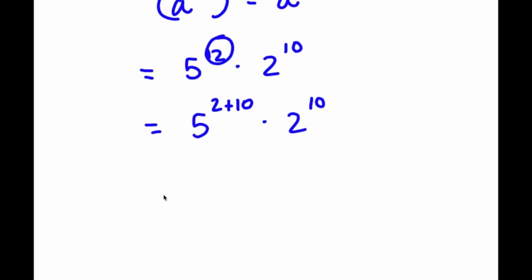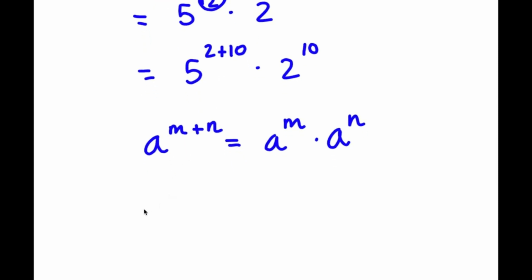Now, if I have something in the form a to the power of m plus n, this is simply equal to a to the power of m times a to the power of n. So 5 to the power of 2 plus 10, I can simply rewrite that as 5 to the power of 2 times 5 to the power of 10. Now I have this times 2 to the power of 10.